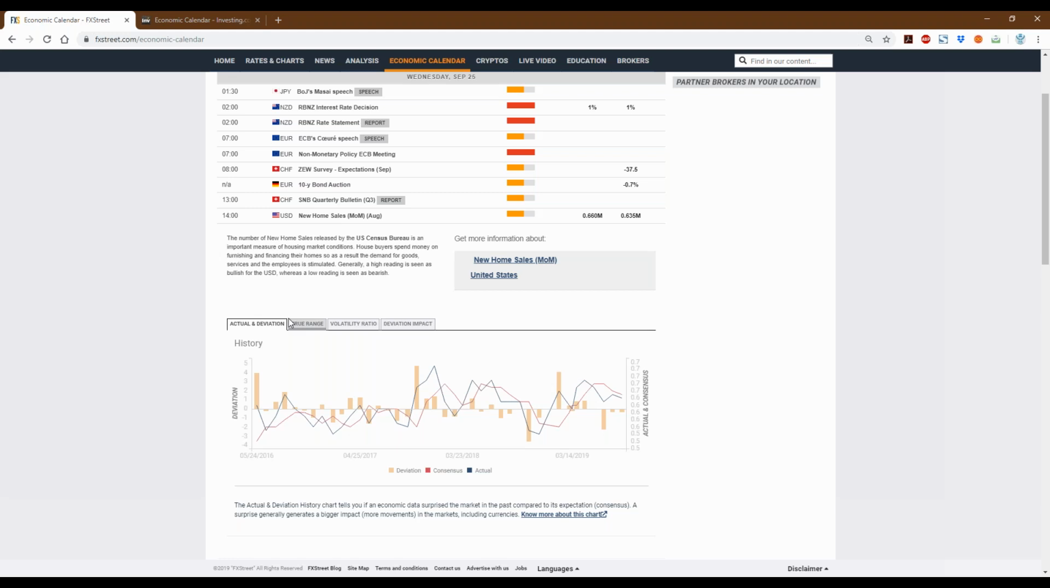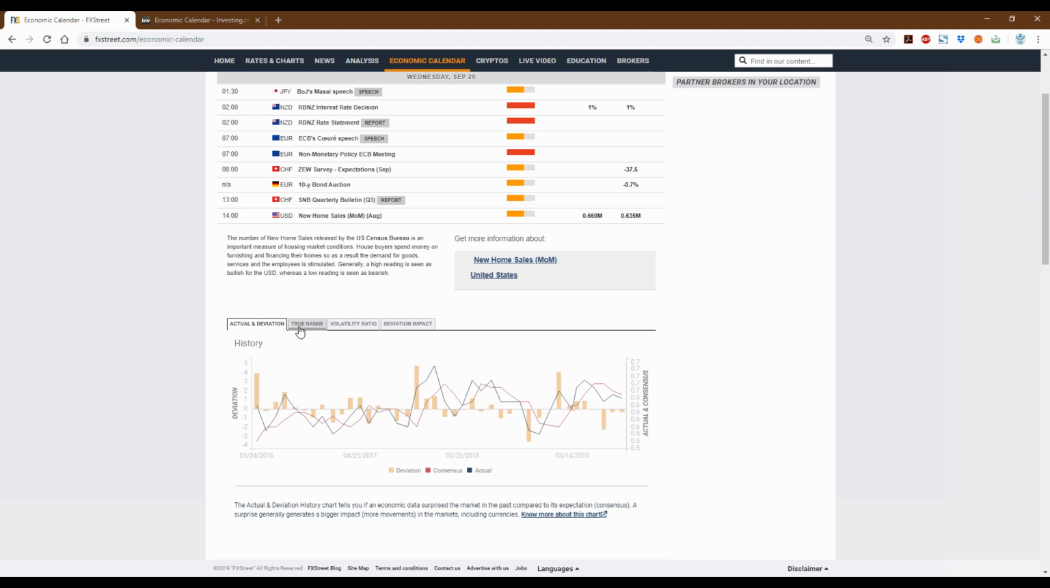Now, each site, and this is what makes them different from one another, will give you charts and information about that event, how it's been in the past, what assets it affects, and everything else. So FX Street has some of the best informational services. We can see the actual and the deviation, the difference between the forecast and the actual that came out. On this event, this was the actual, this was the consensus, and we can see the deviation each time, in a nice graph format.